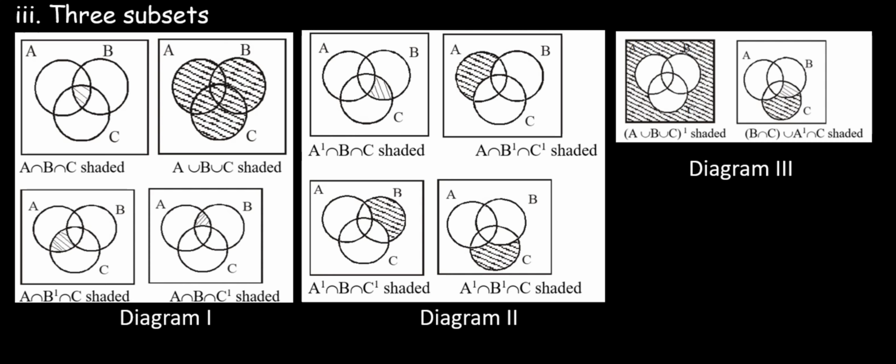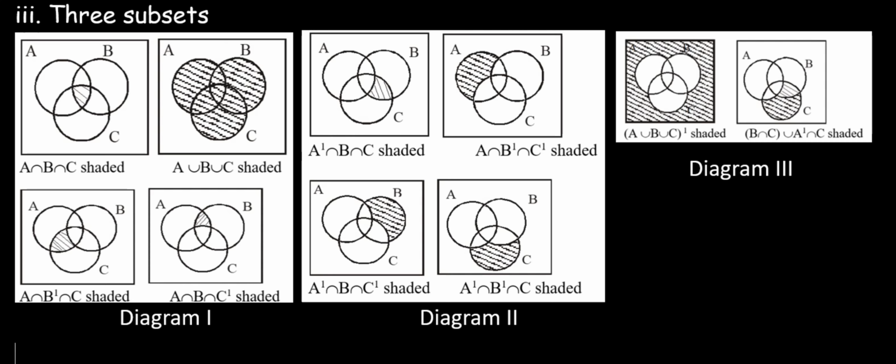Before lastly, we have diagram 3. Here you have bracket A union B union C bracket prime, shaded. What that simply means is that since these three subsets are inside the universal set, you are joining the three subsets A, B, C, and you leave them unshaded. But anything outside that within the universal set is shaded.